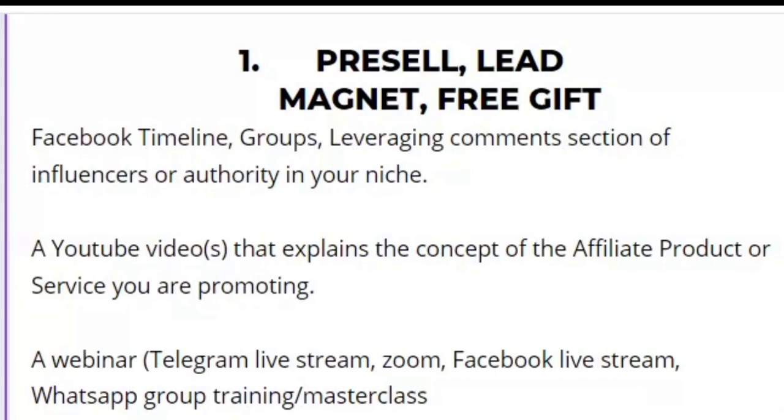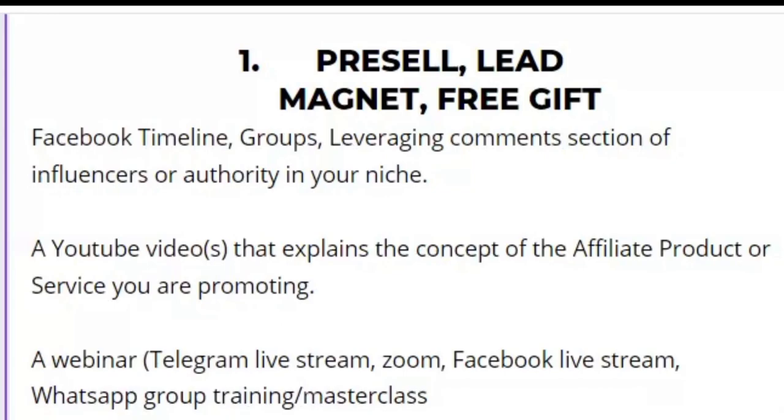Now another thing you can do when it comes to pre-sale, I've explained the concept of pre-sale. Now the next thing is lead magnet. So you can create a lead magnet. A lead magnet is anything that you offer a prospect in order for you to get their details. This can be an ebook, it can be a video, it can be a webinar. Now if you're creating a video, the easiest way to go about it is you create a video and then you host it on YouTube, and then you explain the whole concept of your affiliate product or the service you are promoting.